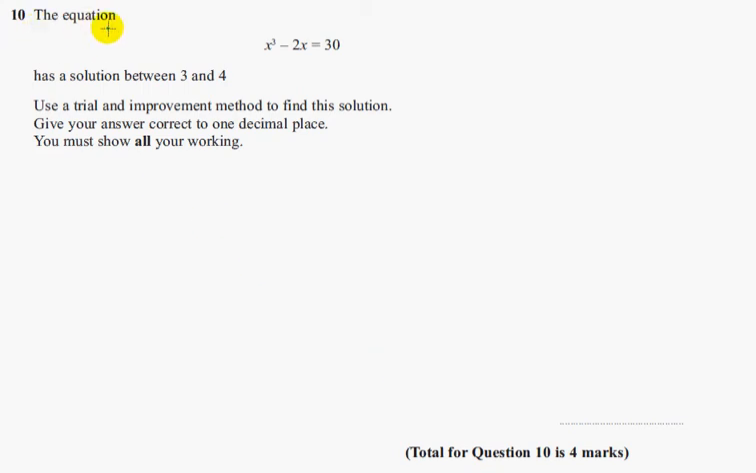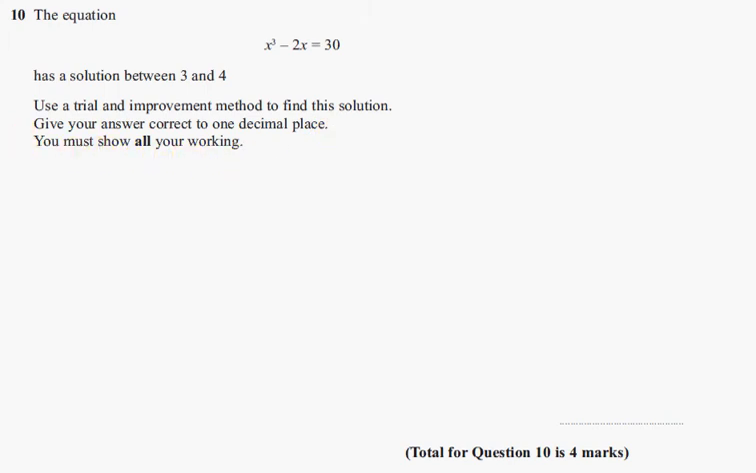Question 10. The equation x cubed minus 2x equals 30 has a solution between 3 and 4. Use a trial and improvement method to find this solution. Give your answer correct to one decimal place. You must show all your working out.